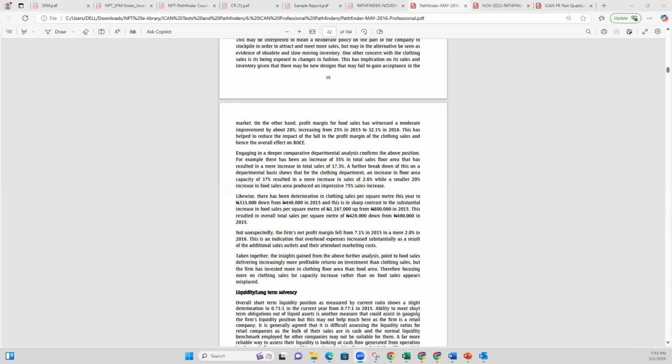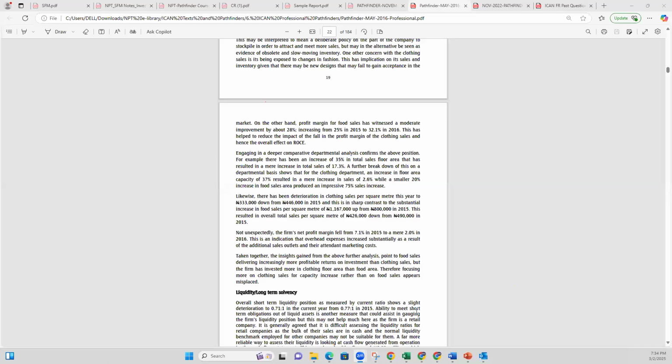For example, there has been an increase of 35% in total sales floor area that has resulted in a mere increase in total sales of 17.3%. A further breakdown of this on a departmental basis shows that for the clothing department, an increase in floor area capacity of 37% resulted in a mere increase in sales of 2.6%, while a smaller 20% increase in food sales area produced an impressive 75% sales increase.